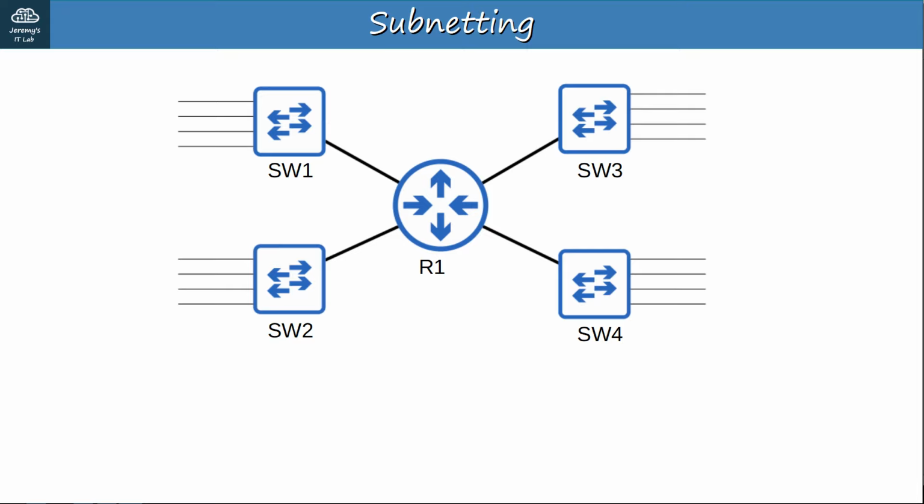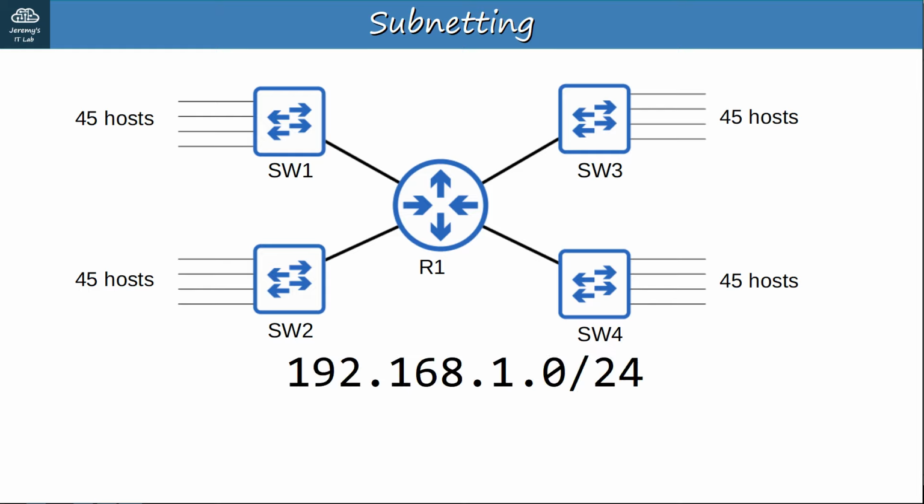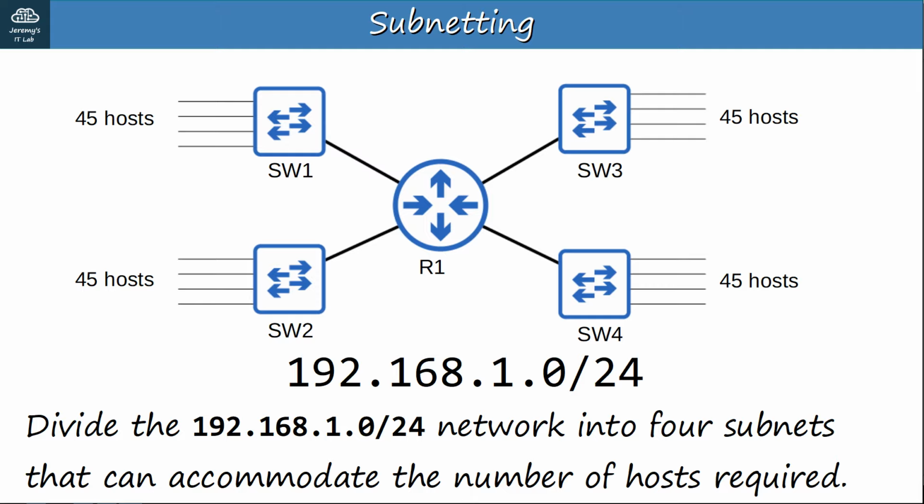There are 4 networks connected to R1, with many hosts connected to each switch. There are 45 hosts per network. R1 needs an IP address in each network, so its address is included in that 45 host number. You have received the 192.168.1.0/24 network, and you must divide the network into 4 subnets that can accommodate the number of hosts required.